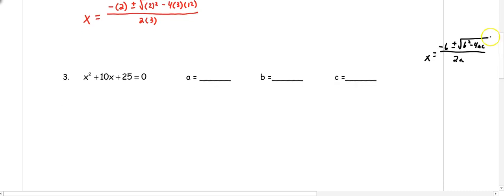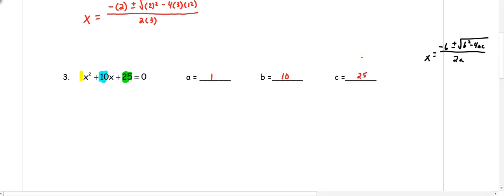In number 3, our a value, there's no number in front of the x squared, so remember that's just a 1. Our b value is the number in front of x, which in this case is going to be positive 10. And the c value is the number that's by itself, which in this case is 25.